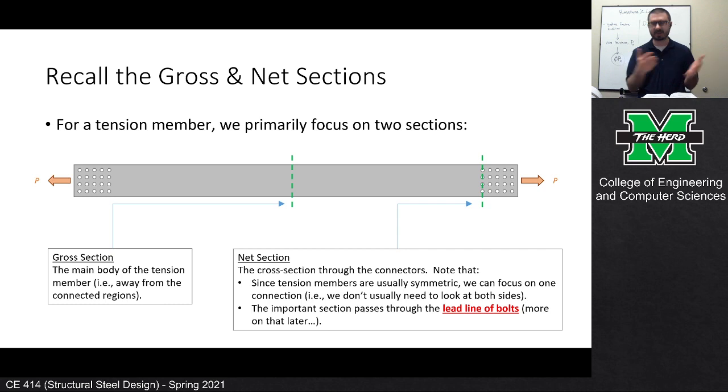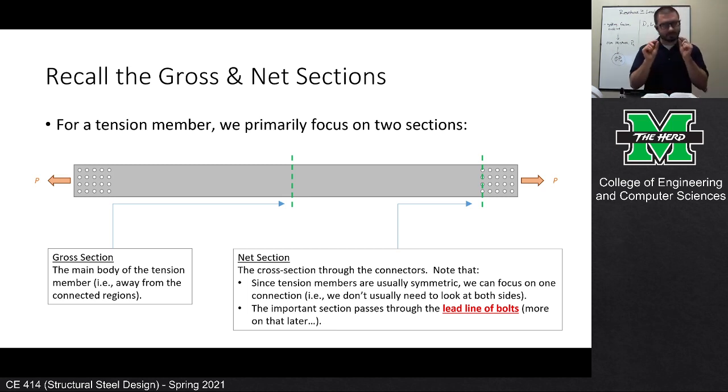Hence that first equation on D2-1, that's where that's coming from. And there's an associated resistance factor associated with gross section yielding, and that's a phi value of 0.9. Now, when we look at the net section, we limit the net section to Fu, to the ultimate tensile stress, and its associated resistance factor is 0.75.